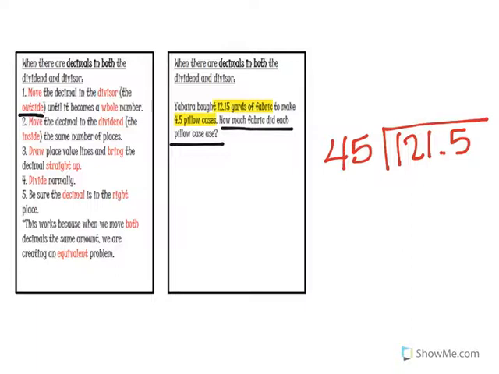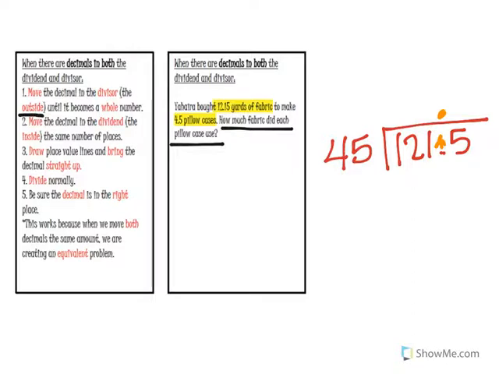All right. Then we bring our decimal point straight up once we move it. So we moved it. Now we bring our decimal point straight up into our quotient. And then we divide as normal.